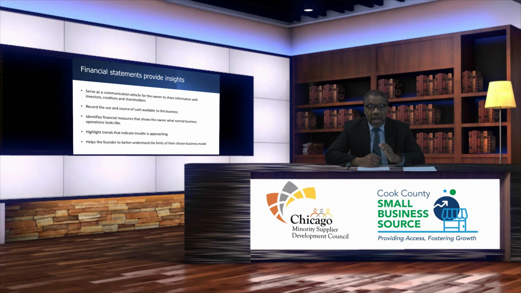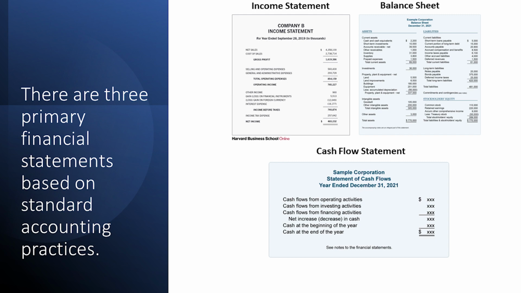So these are the 5 reasons or benefits that financial statements give or allow the business owner to use to become better at doing what they do. So let's take a look at the 3 statements that we're going to be talking about. One is called the income statement. The next one is called the balance sheet. The next one is called the cash flow statement. These documents are used to record the use and source of cash available to the business.